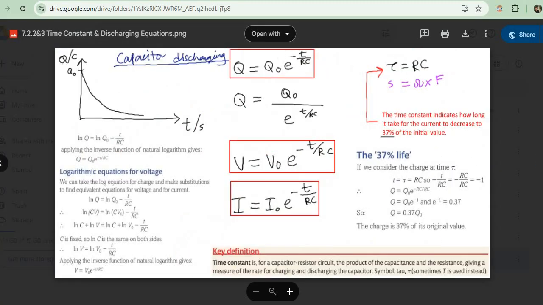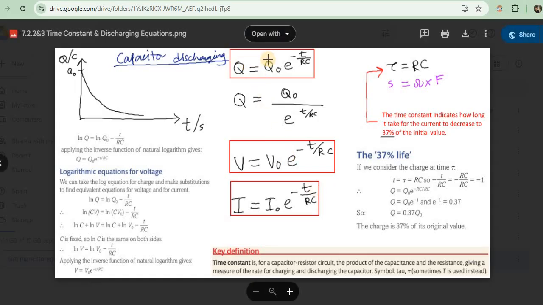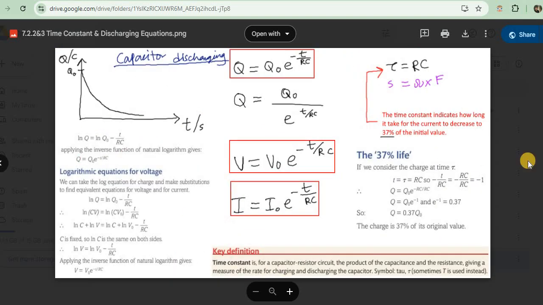Now also here I have a unit analysis, and by the way, these are the equations that we have for capacitors discharging. So we have Q naught, the initial charge. In the graph, that is the Q naught. If you go to this graph here, this is the Q naught. Then here we have the I naught, the initial current. Then here we have the V naught, the initial potential difference.